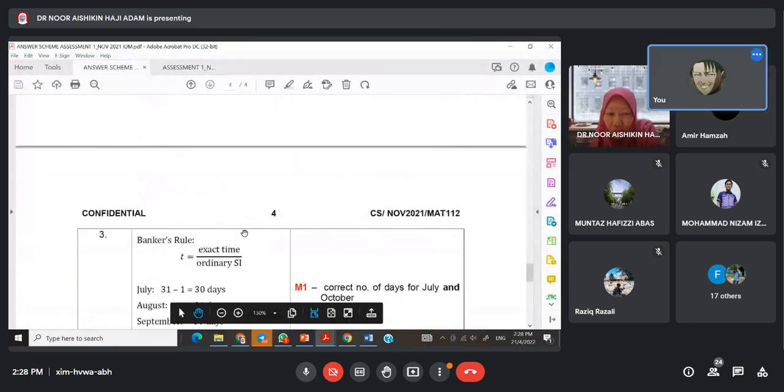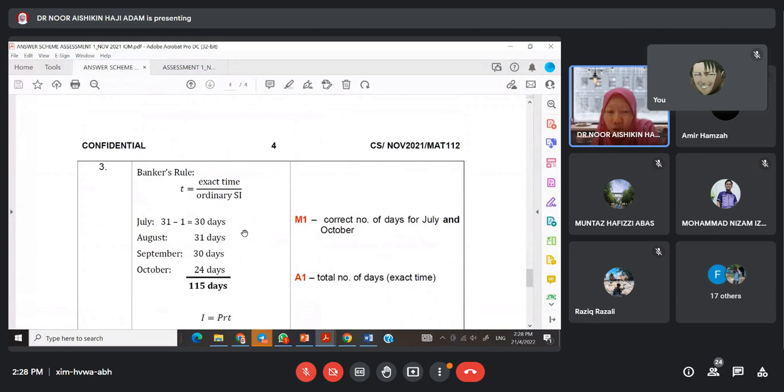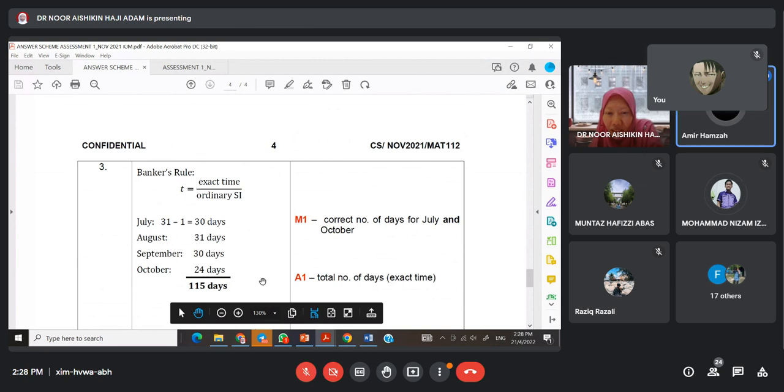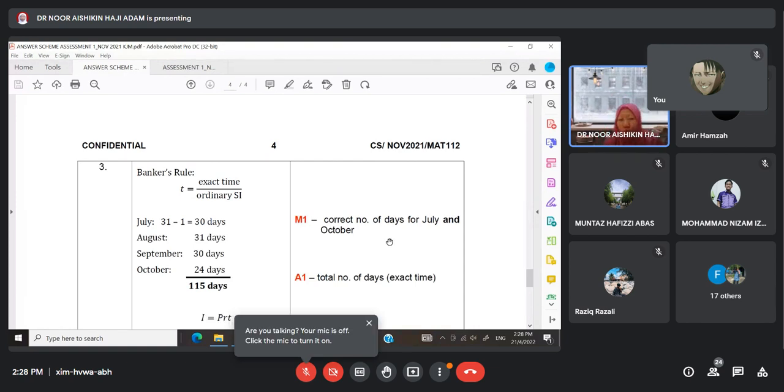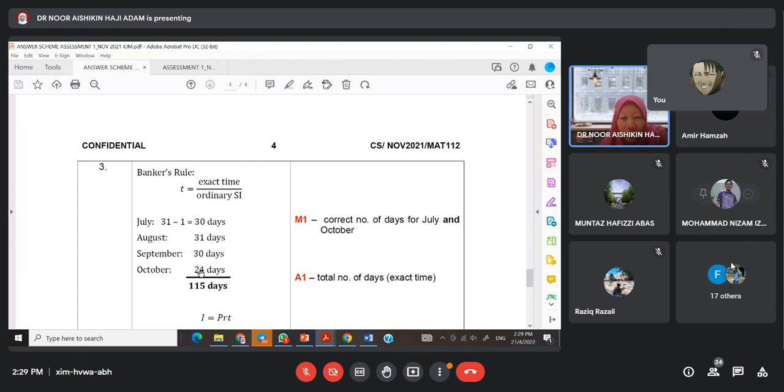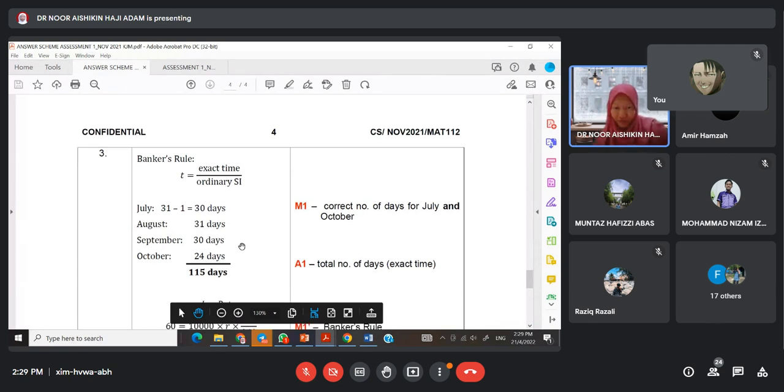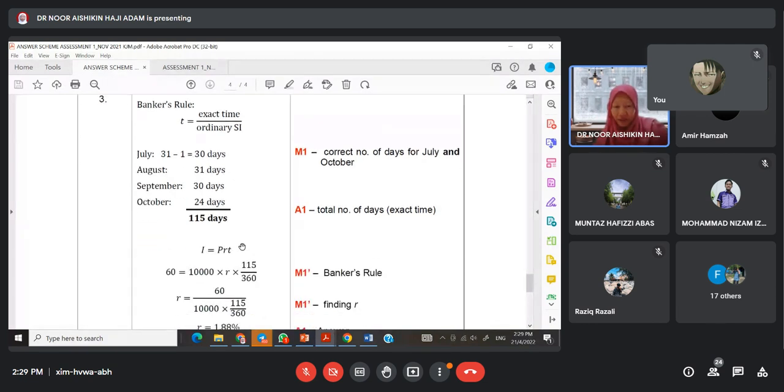Answer scheme. Itulah pembundaran di mana? First of all, betul tak you punya number of days? Betul. So kena tunjuk macam ni ya. 1 mark given if you give the correct number of days for July and October, the first and the last month. Dua-dua kena betul. And then for the total number of days you get another mark kalau betul. So 115 days.